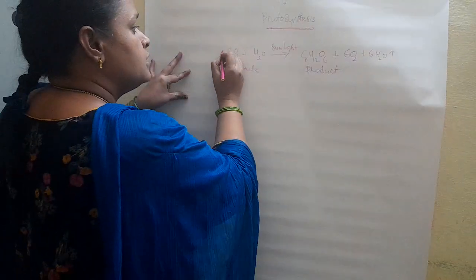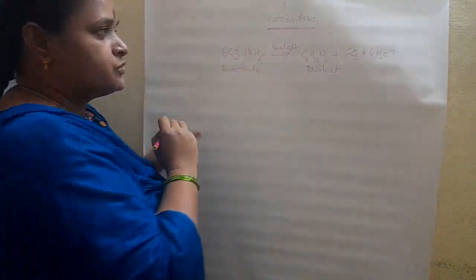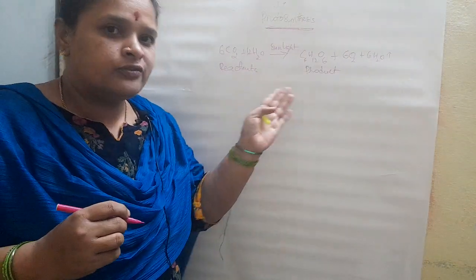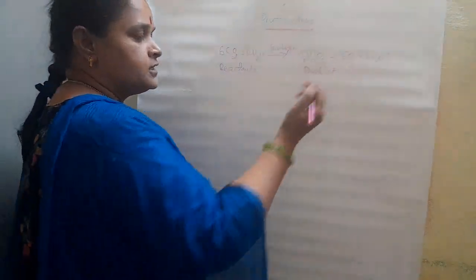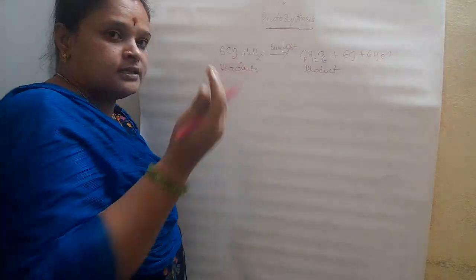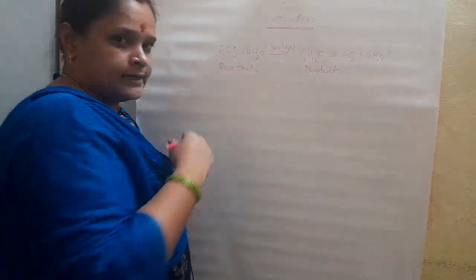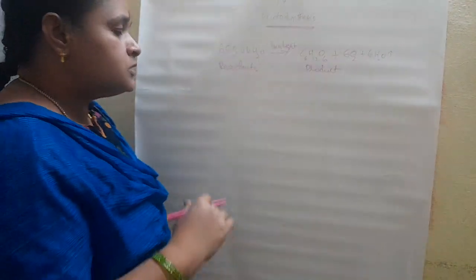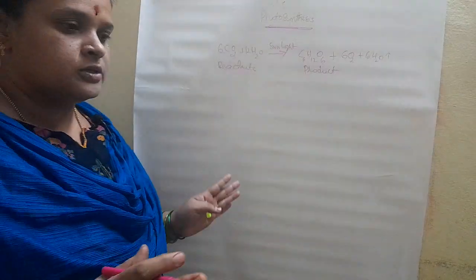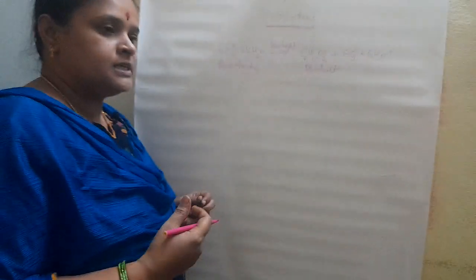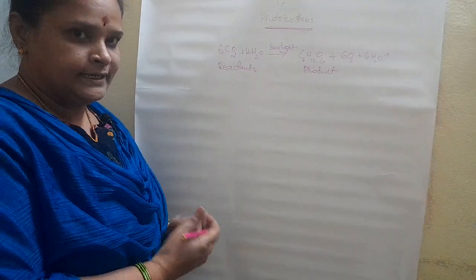How many CO2? 6 CO2 and 12 H2O. This is called the equation of photosynthesis. So in the equation of photosynthesis, what are the reactants? This may be a question. And what are the products? Before the actual process of photosynthesis was understood, some experiments were done by different scientists.